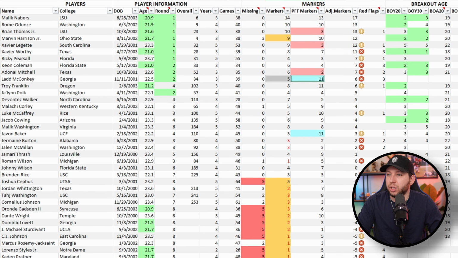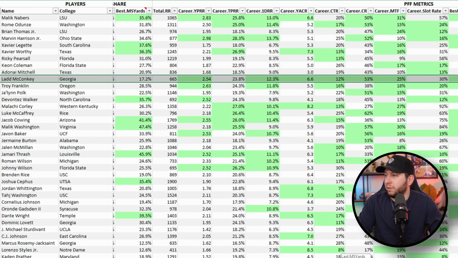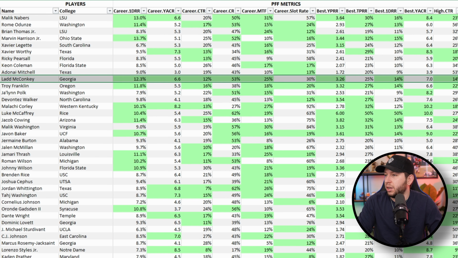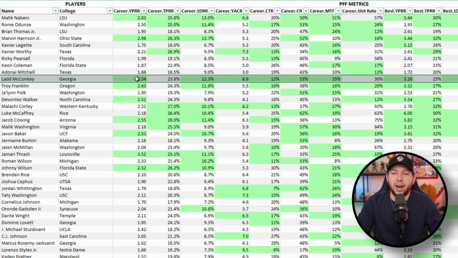So you look at the ones that, of course, everything was right. Like he averaged over 2.5 career yards per route run. That's very good. 12% of his routes went for a first down. He had 6.6 yards after the catch per reception. That's very, very good. He hits on that marker.